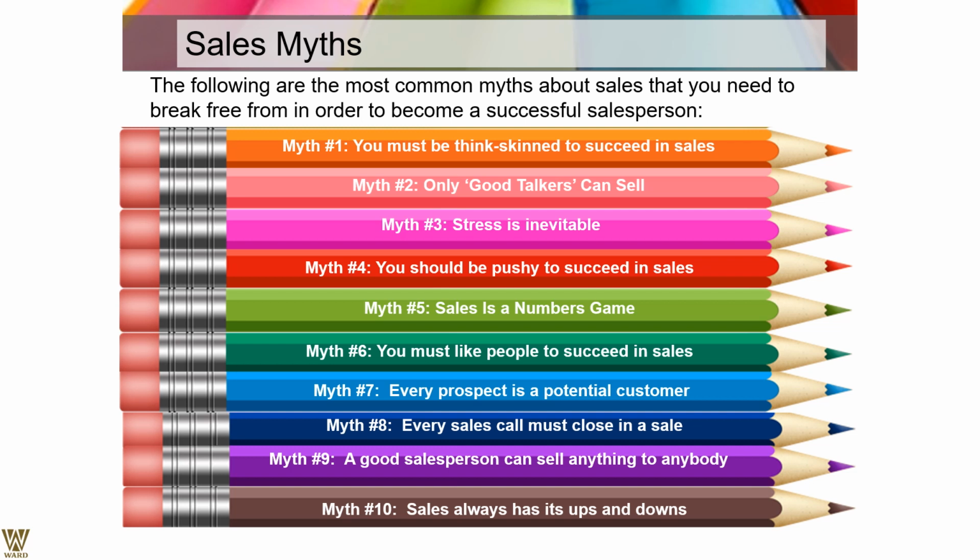Myth: you must like people to succeed in sales. You must definitely like people, but that doesn't mean you need to compromise on the quality of your product or services. Myth: every prospect is a potential customer. Everyone in this world is a potential customer. Forget being a prospect. Myth number eight is that a sales call must close in a sale. Need not be. There can be n number of calls before you actually make a sale to that person, that organization. So every call need not transform into a sale.